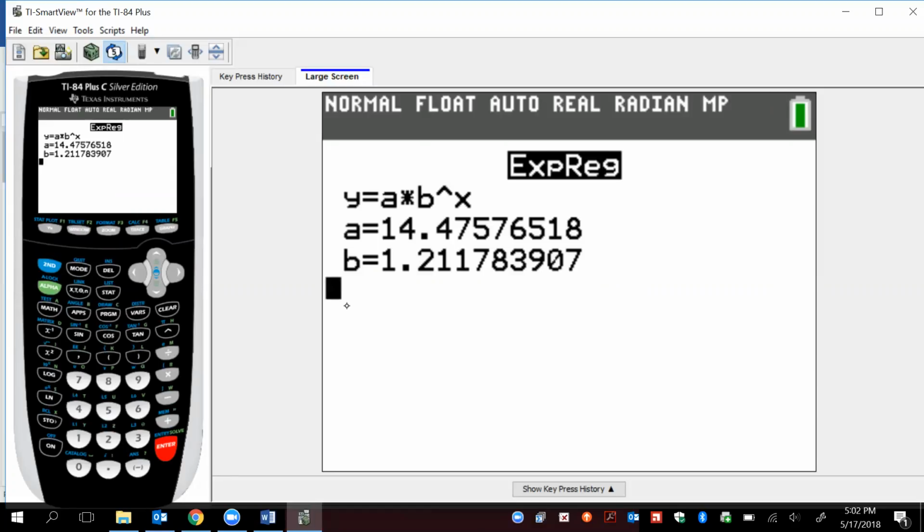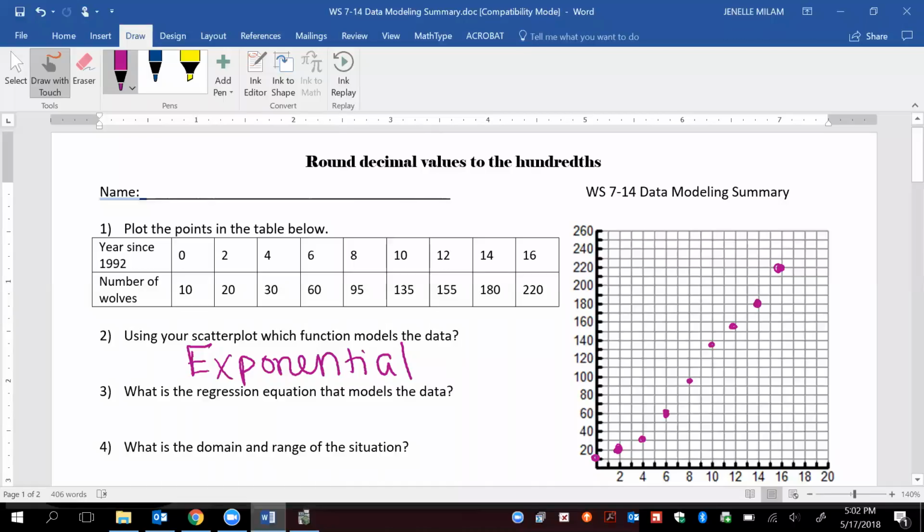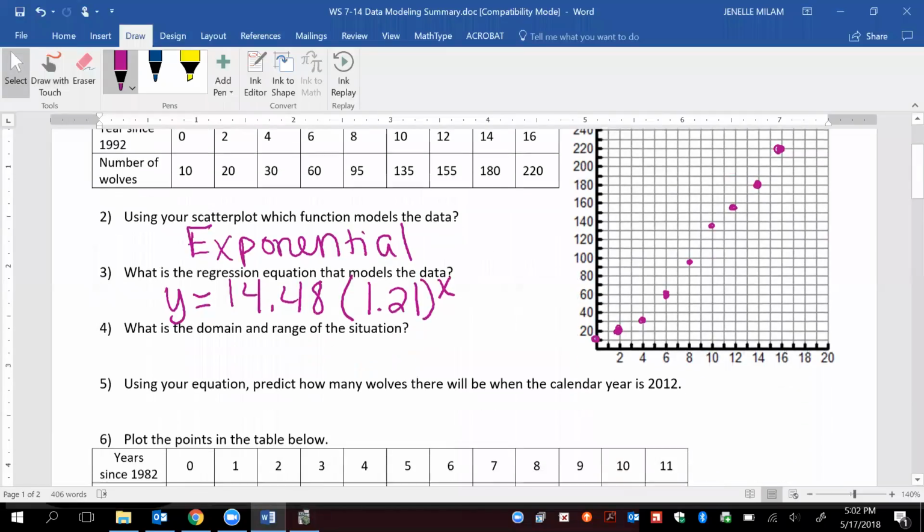So from there, we get the equation, which is that we are going to round it to 2 decimal places. So we're talking about 14.48 and 1.21. So here's how we write it. We go back over here. We've got y equals, because it's talking about an equation, 14.48 parentheses 1.21 to the x power, because it's an exponential. Okay, so that's how you enter that.